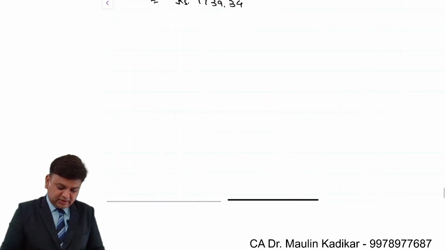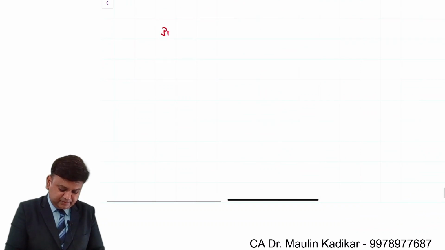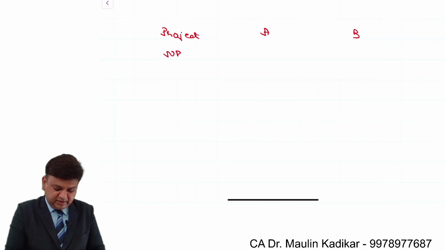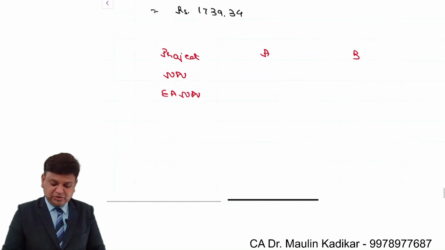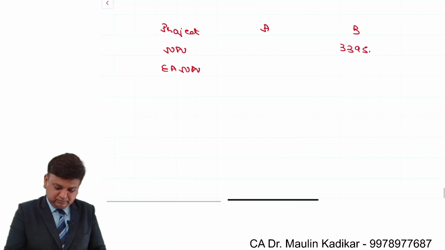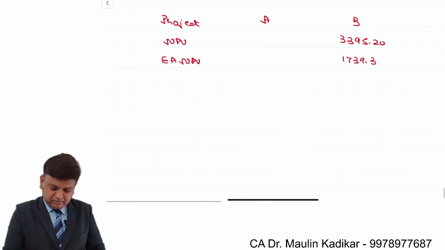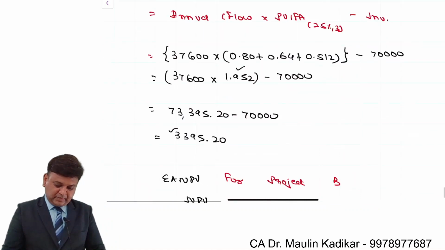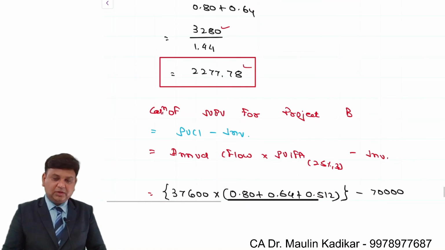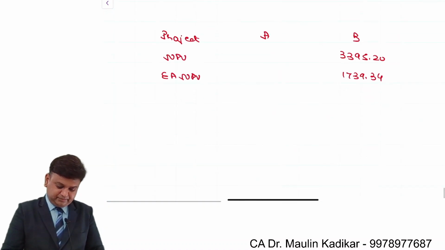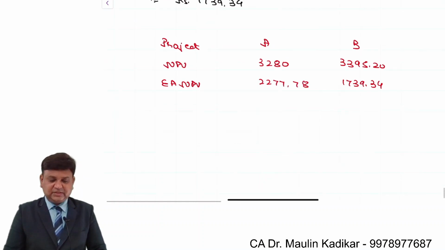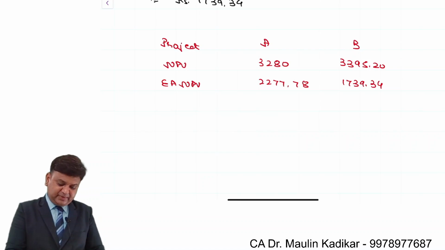Now the turn comes of the decision making. Project A and project B, amount of NPV and amount of equalized annual NPV. 3395.20 and 1739.34. Over here it is 3280 and 2277.78. This is the way the NPV and equalized annual NPV can be compared.